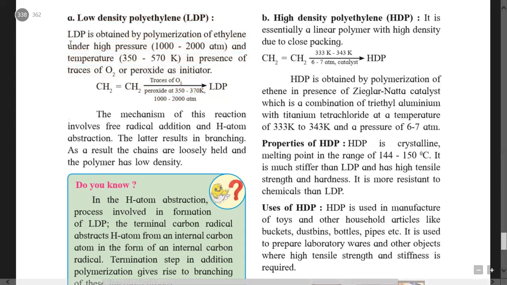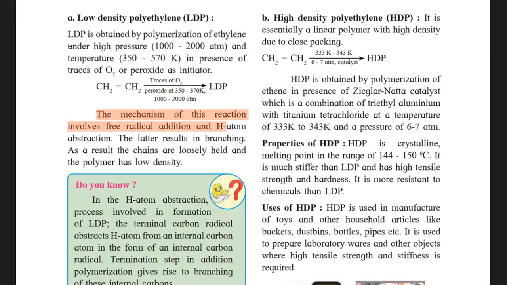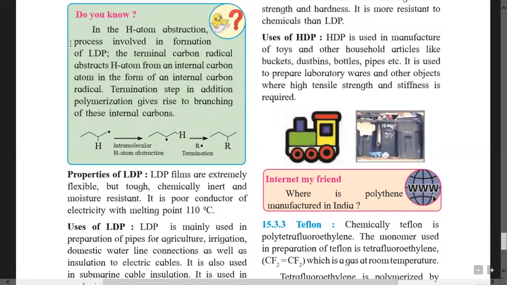The mechanism of this reaction involved is free radical addition and hydrogen atom abstraction. This hydrogen atom abstraction gives branching, and the chains are loosely held, so the polymer has low density, therefore it is called LDP.